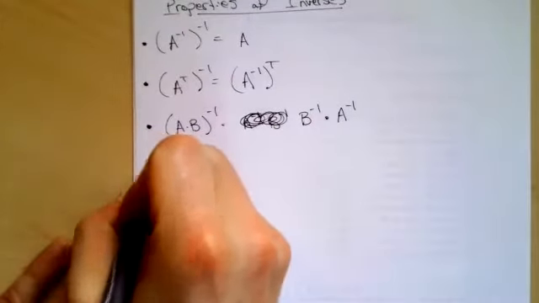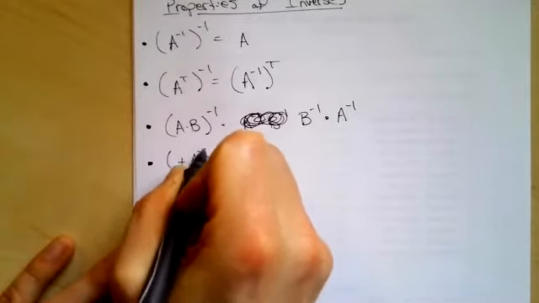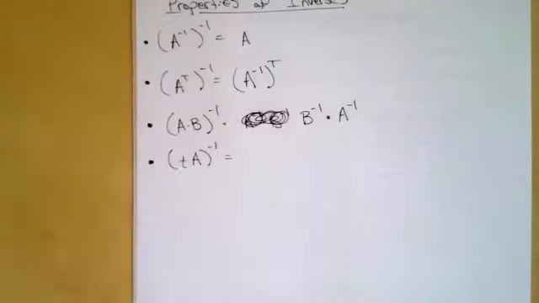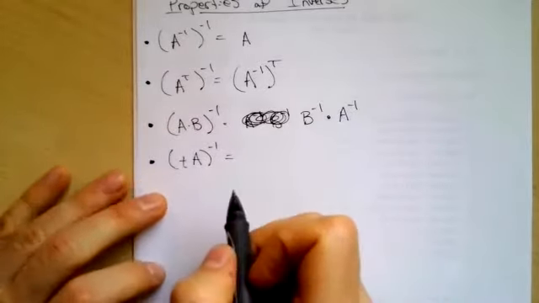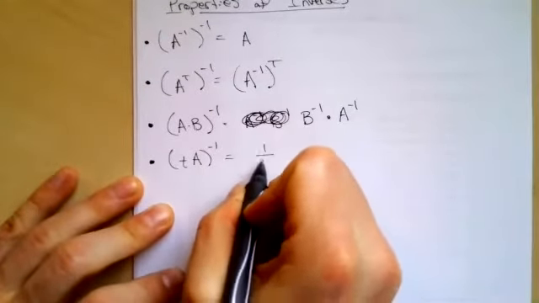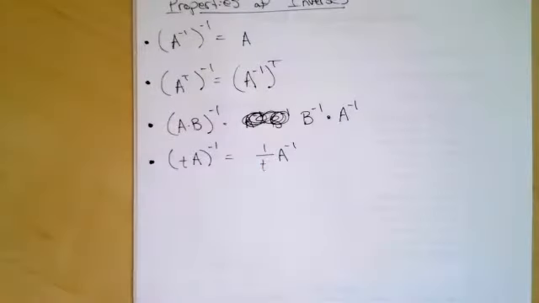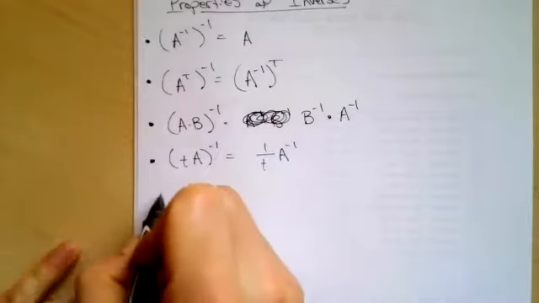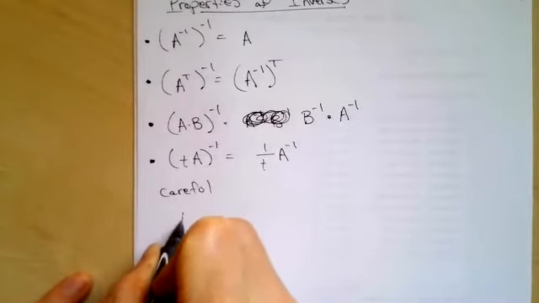And then lastly, with scalar multiplication, our inverse is multiplicative inverse. So if I take a scalar multiple of a matrix, we actually have to invert that scalar multiple. So this is where it's going to be different than the transpose. And then I would also just say be careful with addition.